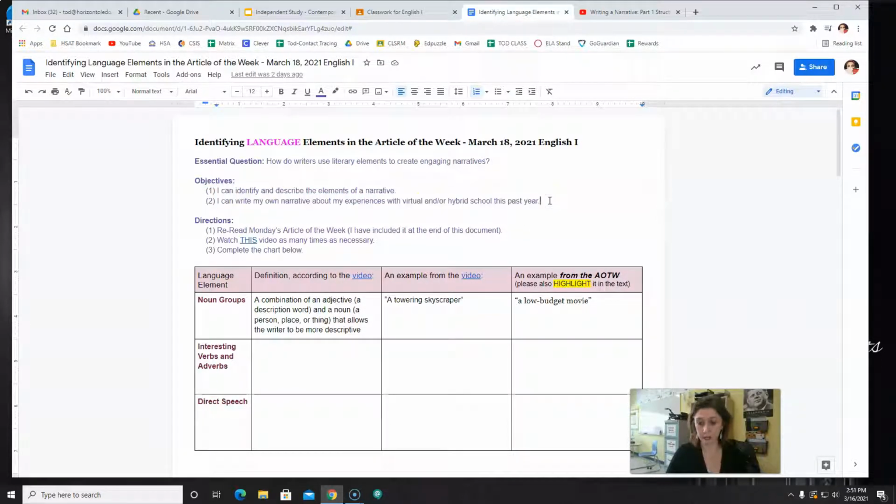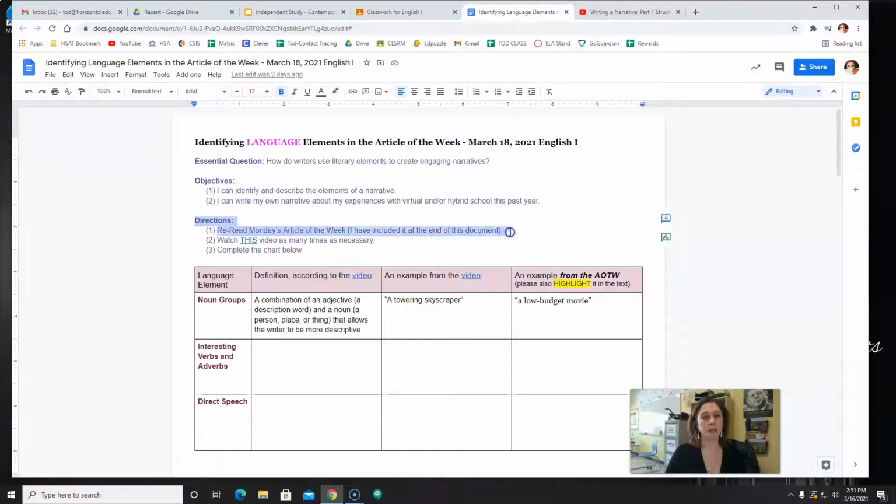As I said yesterday, you are not writing the narrative yet. If you have ideas for your narrative, please write them down, but you are not writing the whole narrative yet, okay? So your directions for today.